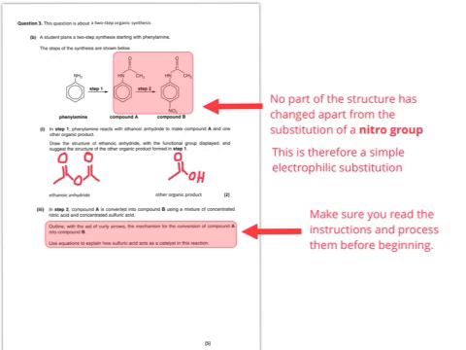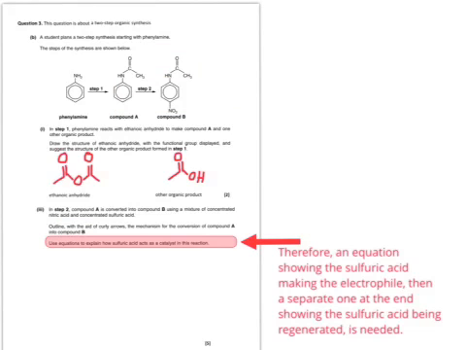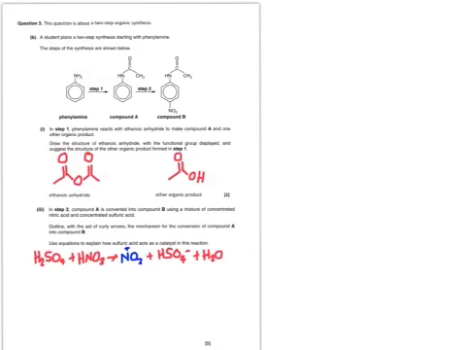And it also says in the instructions, use equations to explain how sulfuric acid acts as a catalyst in this reaction. So in other words, an equation showing the sulfuric acid making the electrophile, and a separate one at the end showing the sulfuric acid being regenerated is needed. So I've put the electrophile in blue just to emphasize it, and I've put the positive charge on the nitrogen for reasons I'll explain in a second. So now we can start with the mechanism.